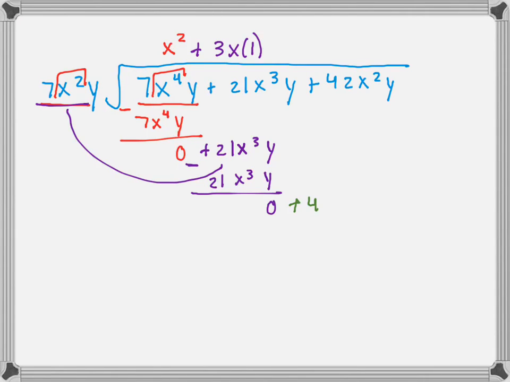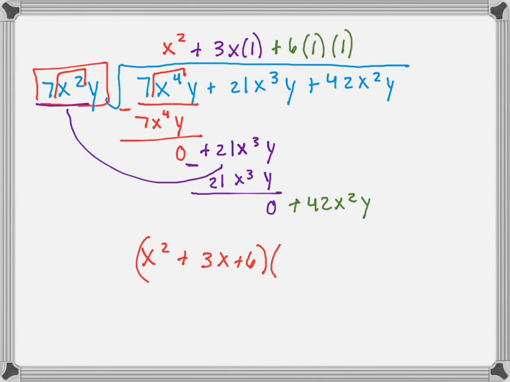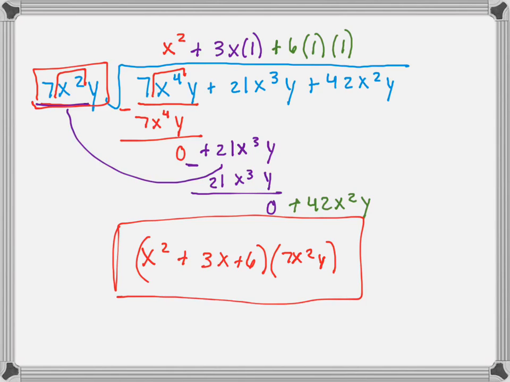Now we add the 42x squared y. 7 goes into 42 6 times. X squared divided by x squared is 1, and y divided by y is just 1. So let's rewrite this at the bottom. So we have x squared plus 3x plus 6, and we're multiplying this by our divider, which is 7x squared y, and this is our final answer.